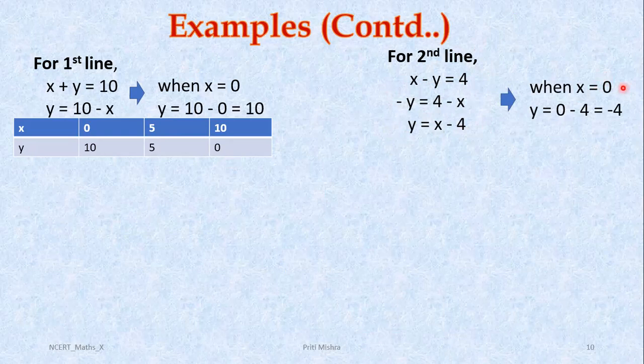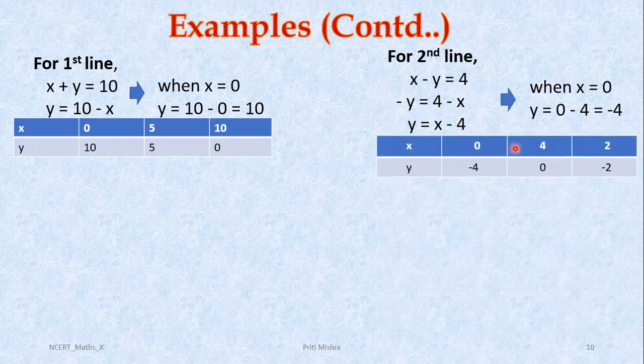Now for x is equal to 0, after putting x equal to 0 here, you will have y is equal to minus 4. You can see here y is equal to minus 4. Just like this, we can find three different points for this line. For x is equal to 4, you can have y is equal to 0. 4 minus 4 will give you 0. For x is equal to 2, you can have 2 minus 4 is equal to minus 2. Then the value of y will be minus 2. So now we have 3 points for the second line too.